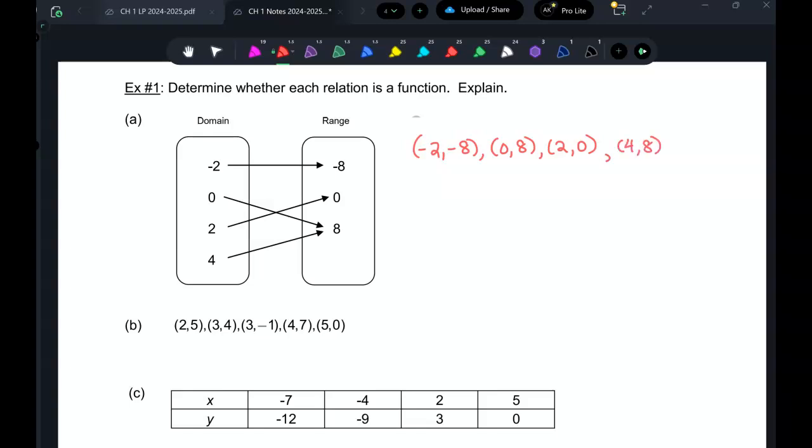Now, that is a function. Let me explain why. What we want to look at are the x values. Look at all the x values. If all the x values are different, then it is a function.